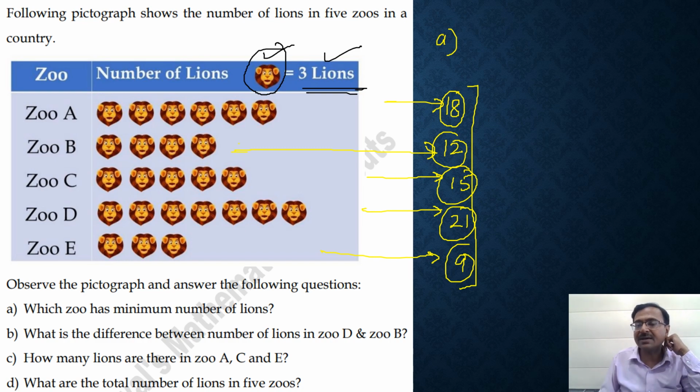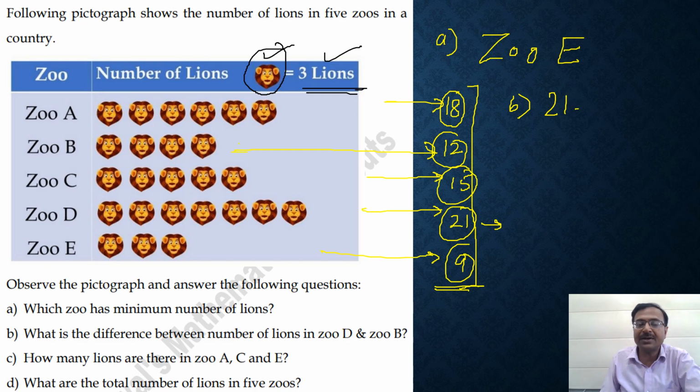So he is asking us the first question, which zoo has minimum number of lions? So it's all about observation now. 9 lions in zoo E. So zoo E has the minimum number of lions. B part. What is the difference between number of lions in zoo D and zoo B? Zoo D has 21 lions and zoo B has 12 lions. So the difference between the two is 9 lions. That's the answer for part B.